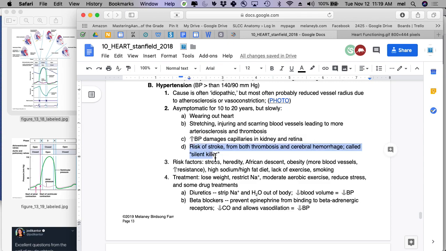And then you get an increased risk of stroke, both from thrombosis, which is clots, and from busting a hole in something because of too much pressure, a hemorrhage, like a cerebral hemorrhage. So this is called the silent killer.